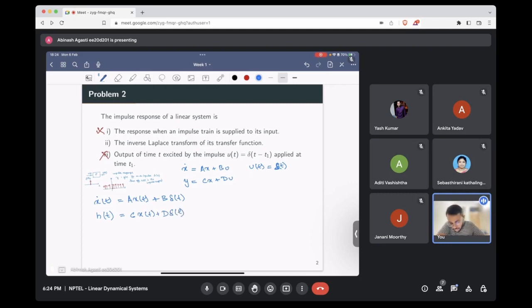So I want to see whether the inverse Laplace transform of its transfer function is the impulse response. First let us see what the impulse response is in terms of the state space dynamical result. Can someone tell me, for this x dot equal to ax plus b del of t system, what is the solution x of t?